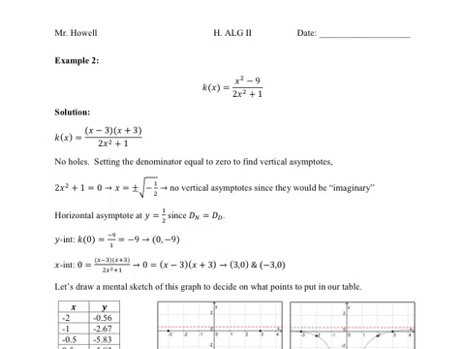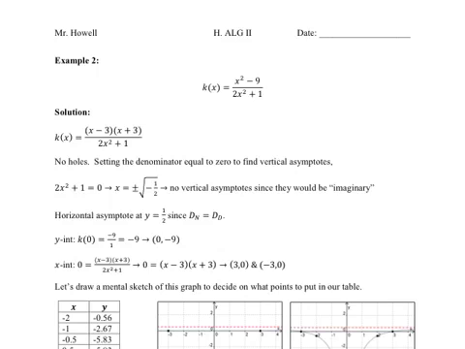Example 2 says, graph the function x squared minus 9 over the quantity 2x squared plus 1. So as always, we start by factoring. We factor the numerator, and that's pretty easy. We clearly can see that there's no holes right away, because if we think about this, there's no repeated factor in the top and the bottom.